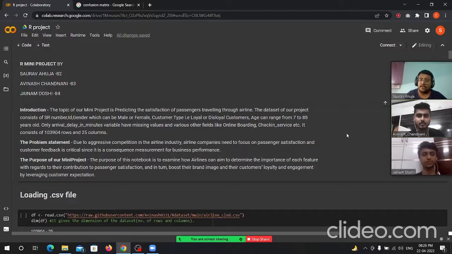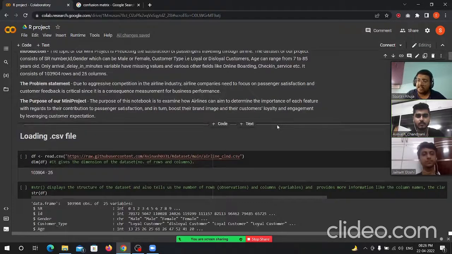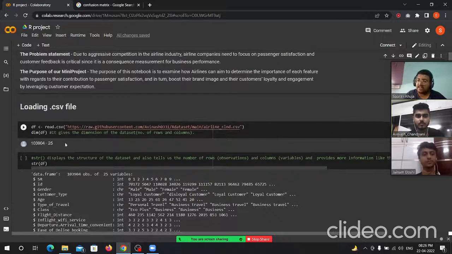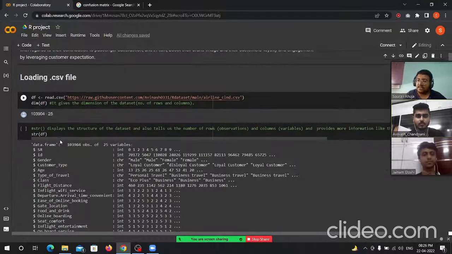So in this project, we are going to implement exploratory data analysis to get an insight of the data, and to predict the satisfaction of the customer, we are going to use logistic regression. First of all, we load the CSV file, and as we can see, the dimension is 1 lakh rows and 25 columns. Now we see the structure of the data.